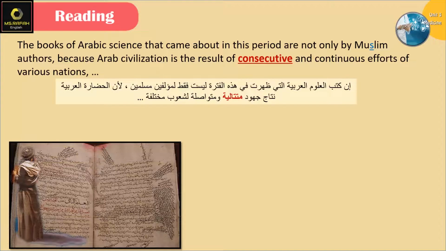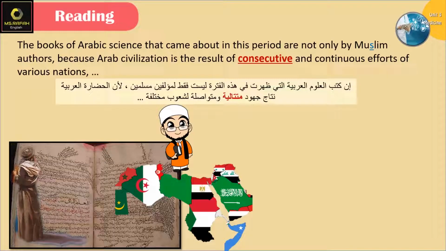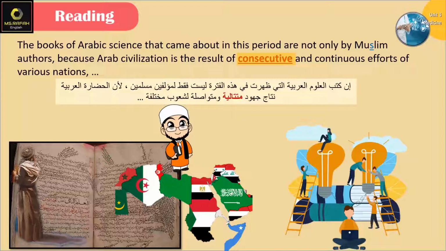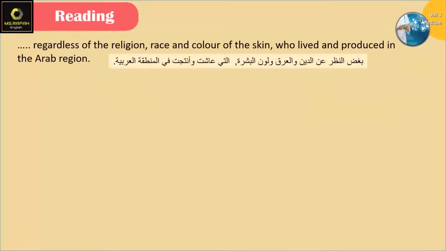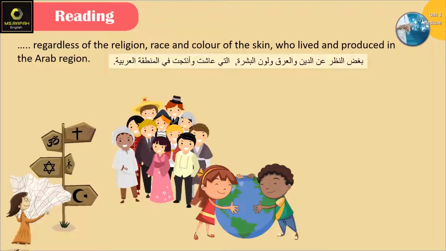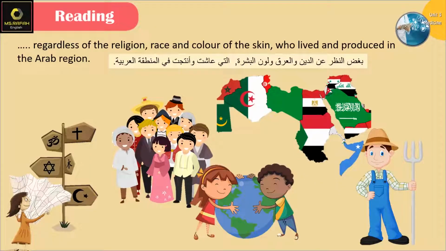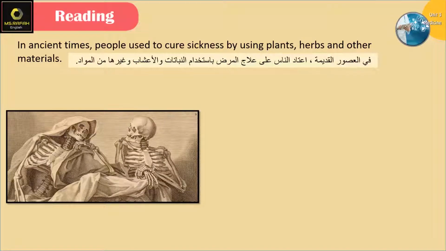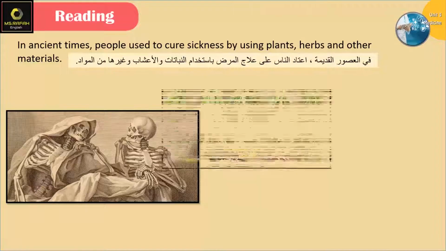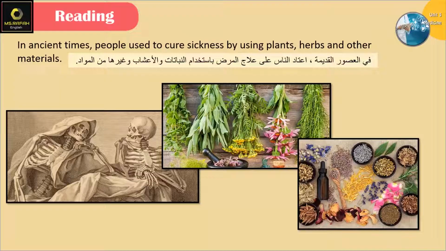The books of Arabic science that came about in this period are not only by Muslim authors, because Arab civilization is the result of consecutive and continuous efforts of various nations, regardless of the religion, race, and color of the skin, who lived and produced in the Arab region. In ancient times, people used to cure sickness by using plants, herbs, and other materials.